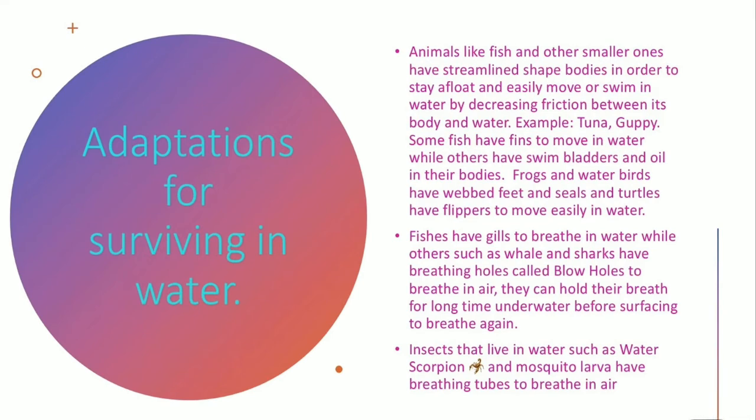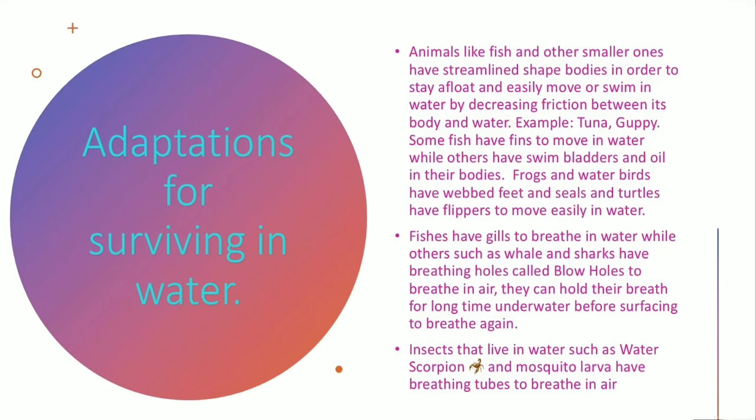Penguins, small penguins and big penguins, gather around and make a small circle so they can get warm to survive the freezing cold temperature. It's called behavioral adaptation. We were talking about seals and turtles also. For example, a turtle lives on land and in water both, so it has flippers to move easily in water.